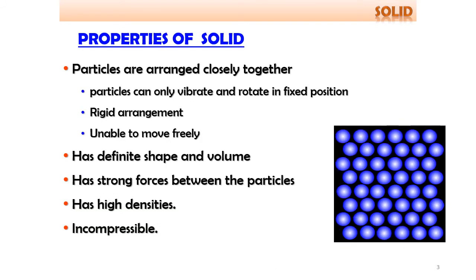Now let's look at properties of solid. So for solid, the particles, you can see, are arranged closely together as you can see in this diagram. So the particles can only vibrate and rotate at fixed position. They have rigid arrangement, and due to the small space between each of the particles, they are unable to move freely.